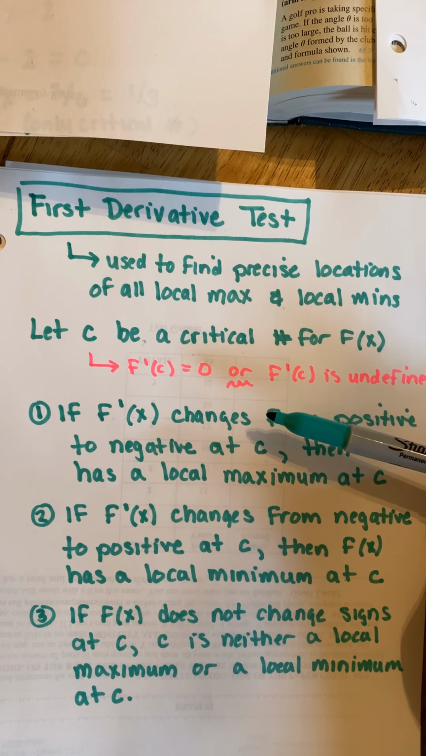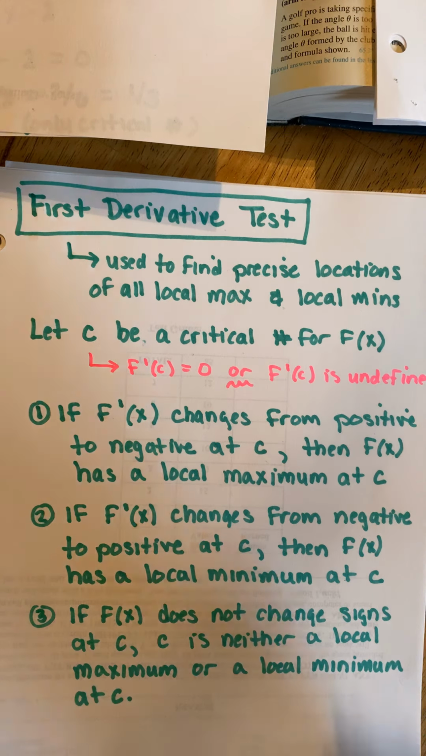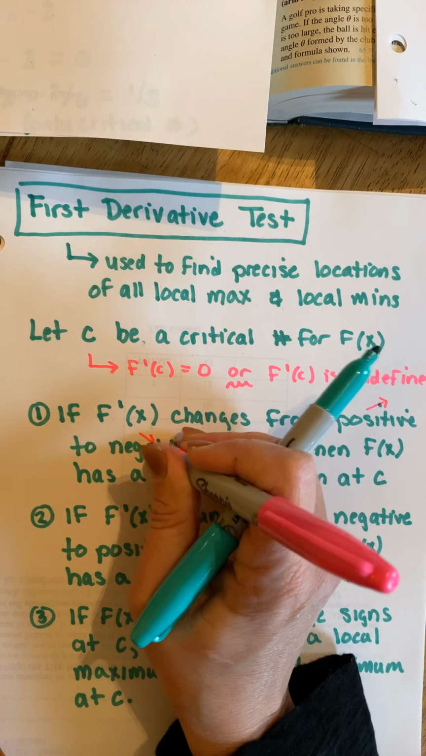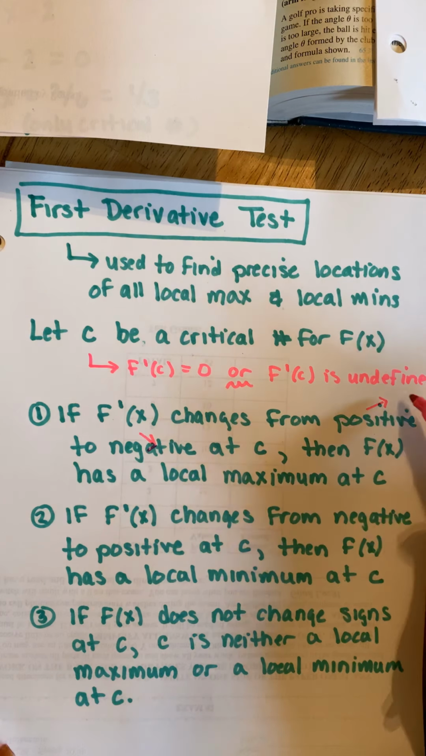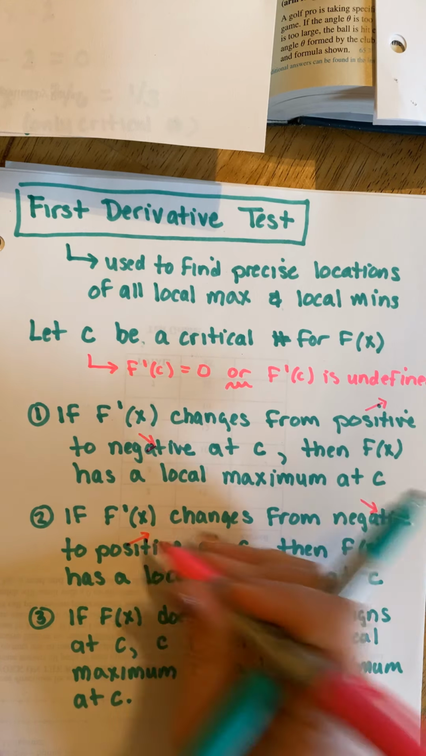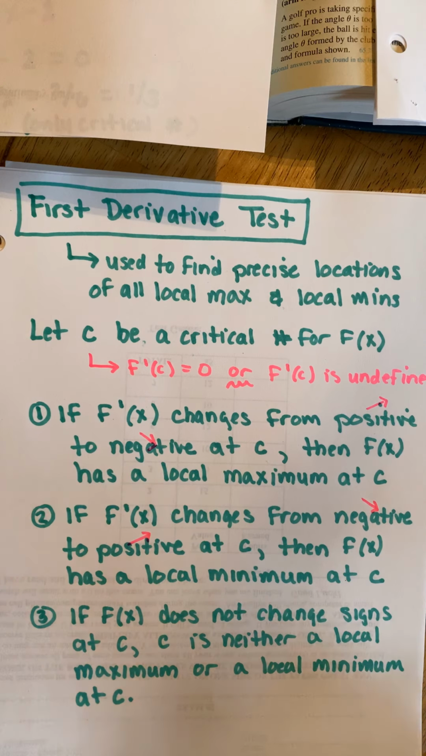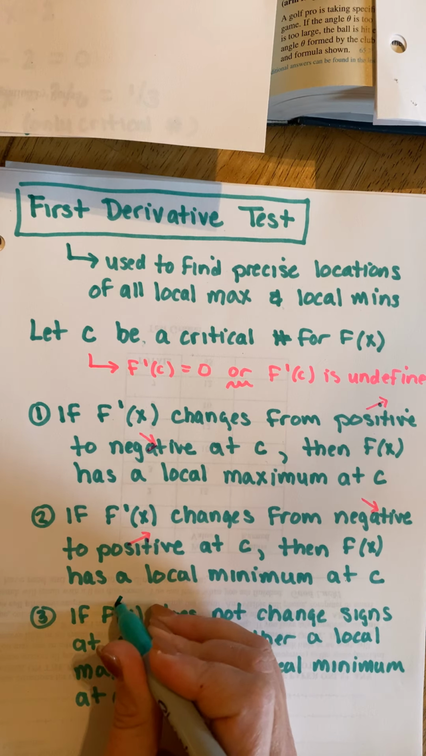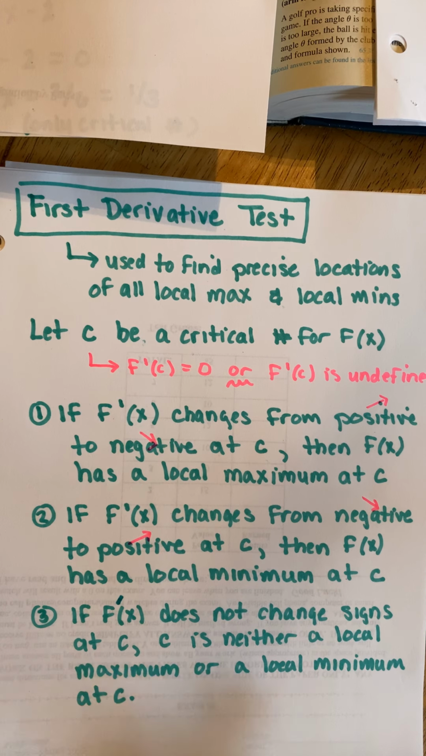If the derivative changes from positive to negative, so if it goes positive and then it starts going negative, if it goes up and then it goes down, we must have a local maximum at that point. If the derivative changes from negative to positive, the function changes from decreasing to increasing, we must have a local min. Not all critical numbers give us local maxes or mins. If the derivative does not change sign at the critical number, then the critical number is neither a local maximum or local minimum. So again, take a minute, maybe pause the screen, write this down, and then let's apply it.